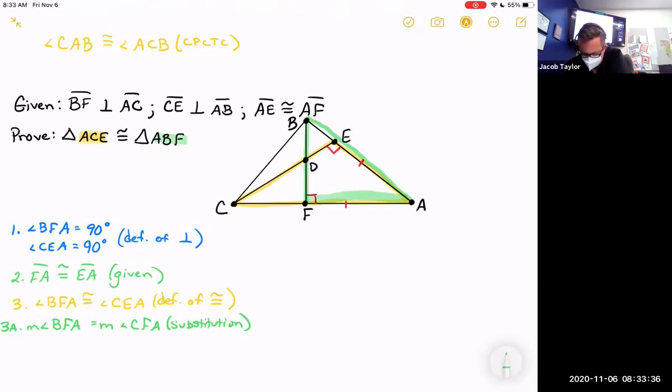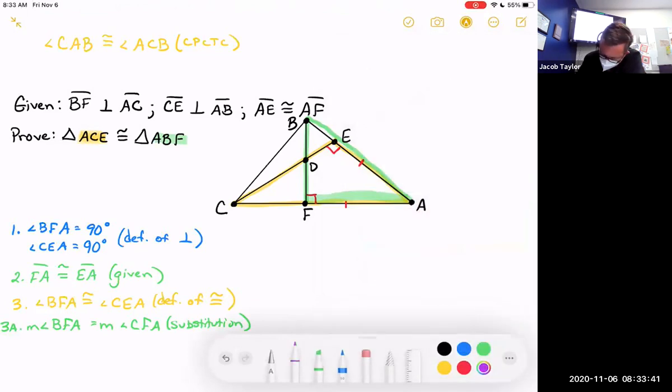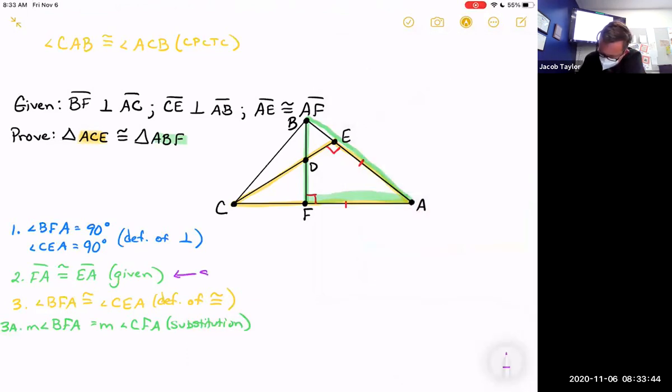So I've got a side. This is a side. This is an angle. What else do I still need to prove? What's another way I could get at this? That was step 3. I said the two 90-degree angles are equal to one another. What's another piece of these triangles I could prove was congruent that would use one of our congruency theorems?